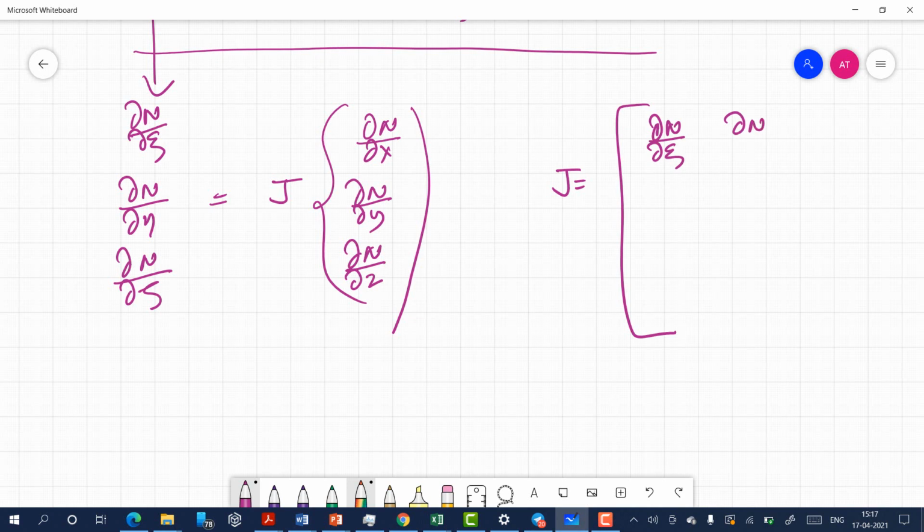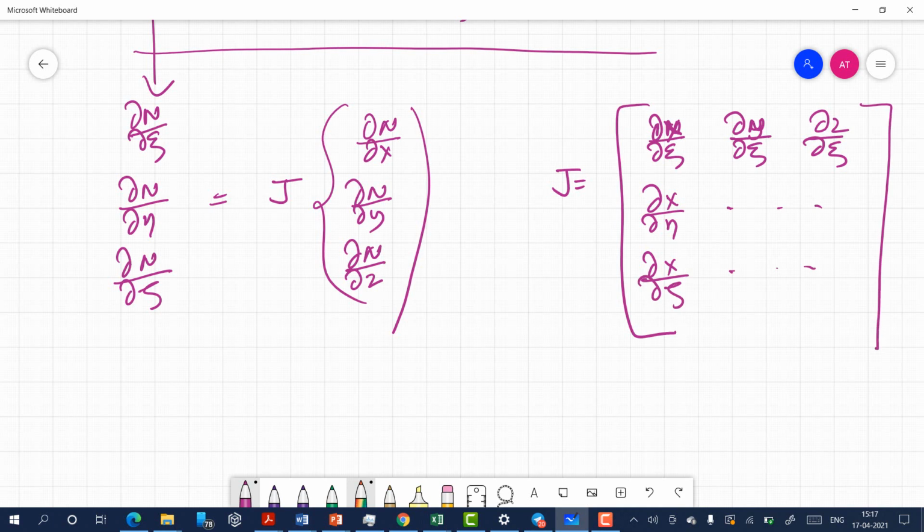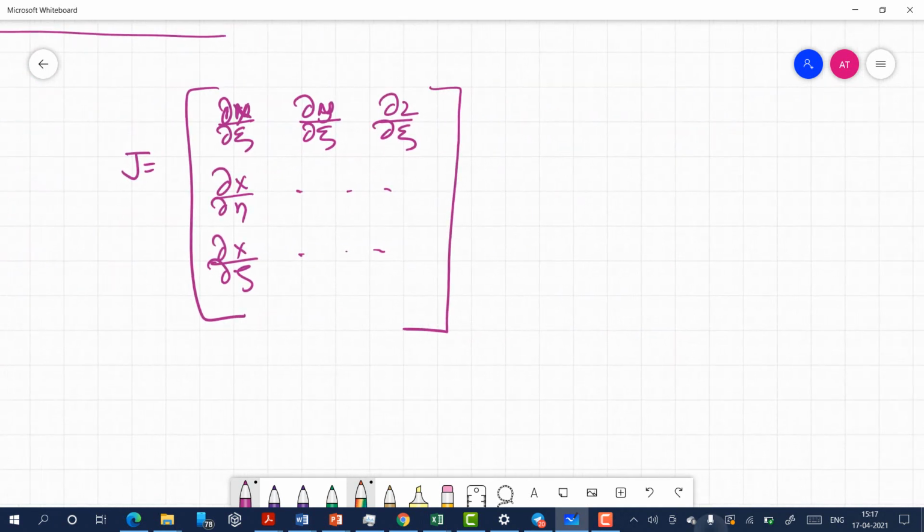and this Jacobian matrix, which is simply del n by del zeta, so del x by del zeta, del y by del zeta, del z by del zeta, and del x by del eta, del x by del psi, and so on. This is my Jacobian matrix, and each coordinate x, y, and z I can write as summation of shape functions and the nodal coordinate values, right? So I can write as n i y i and n i z i, right?